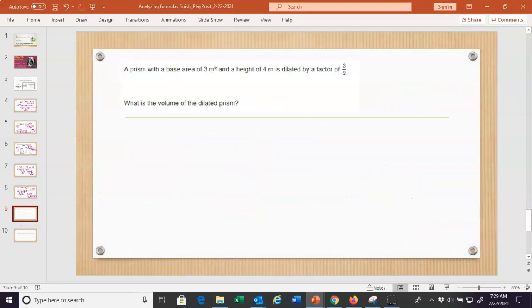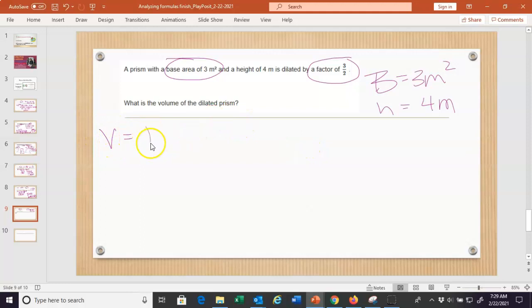All right, two more very similar. A prism with a base area of 3 meters squared and a height. Okay, so base area is 3 meters squared, height is 4 meters, and we're going to dilate by a factor of 3/2. What is the volume? So I'm going to grab my volume formula.